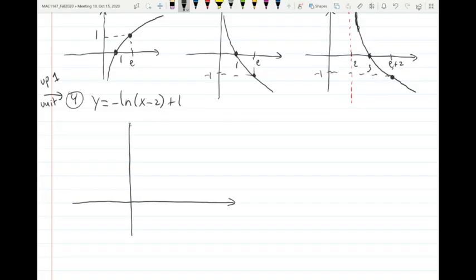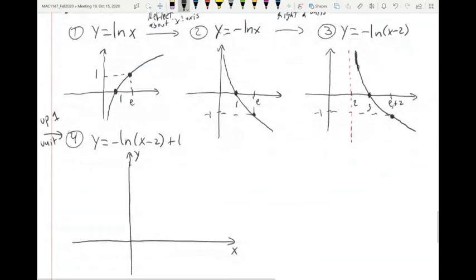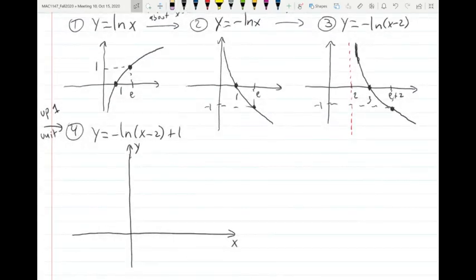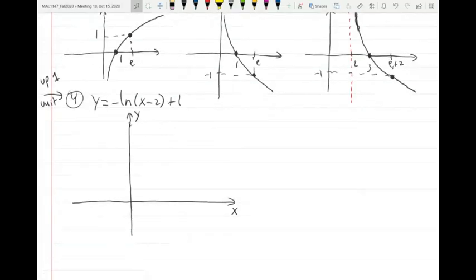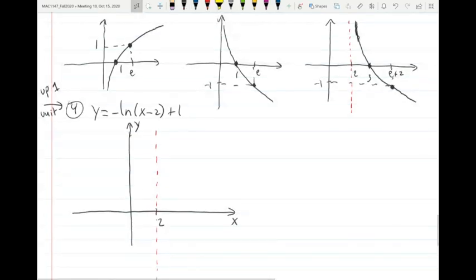Okay, so since we're doing a vertical shift, going up this time, the vertical asymptote stays the same, right? You take a vertical line, you move it up, it's the same line. If you had a horizontal asymptote, then that one would change. We don't have a horizontal asymptote here, so we still have a vertical asymptote at x equals 2. Now every point, the y value gets raised up by 1.